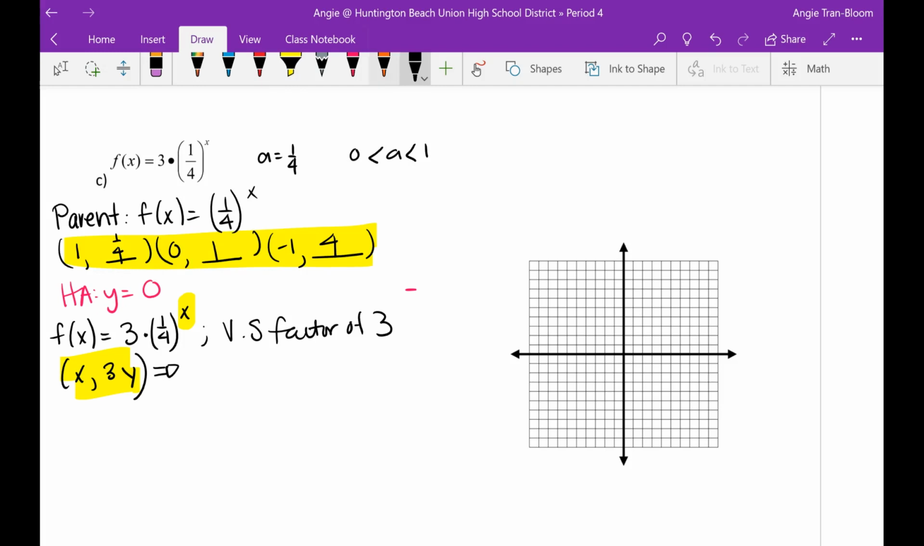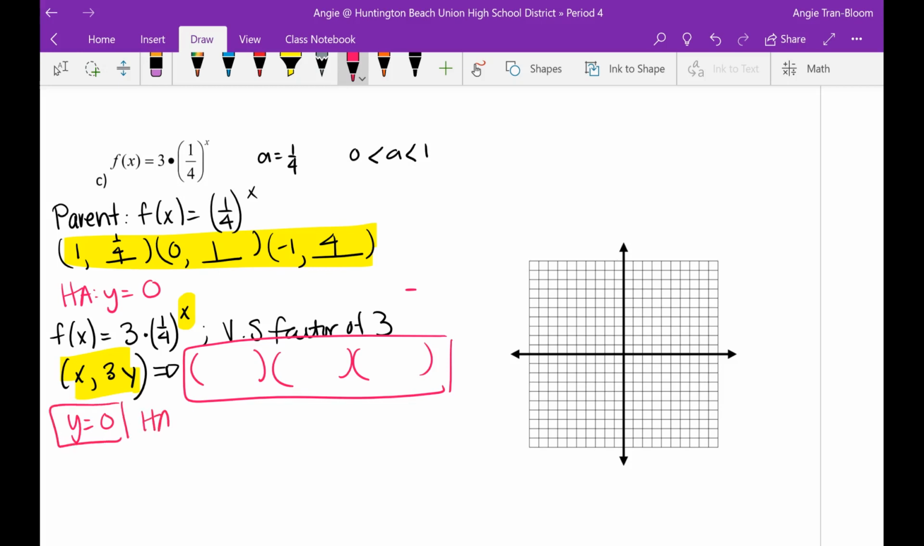Original equation. So let's find my points. Ready? 1 point, 2 points, 3 points, box it up. My HA will get multiplied by 3, but 0 times 3 is still 0. So here is my HA still at the same exact spot. Okay, so graph that out. All right, so take y multiplied by 3. So 1 stays, 1/4 times 3 is now 3/4. 0 stays, 1 times 3 is now 3. Negative 1 stays, 4 times 3 is now 12. So those are my 3 main points.